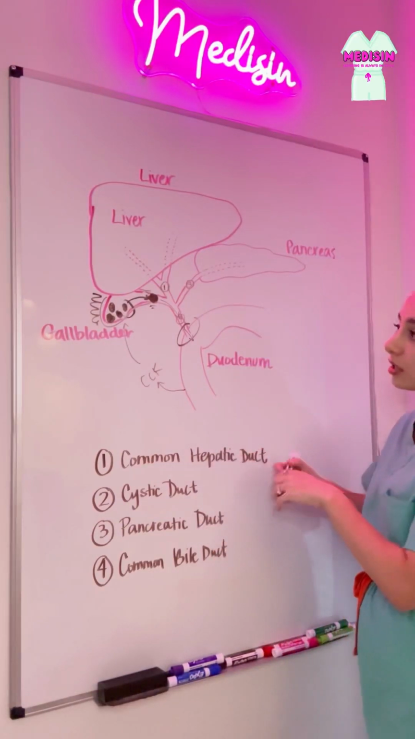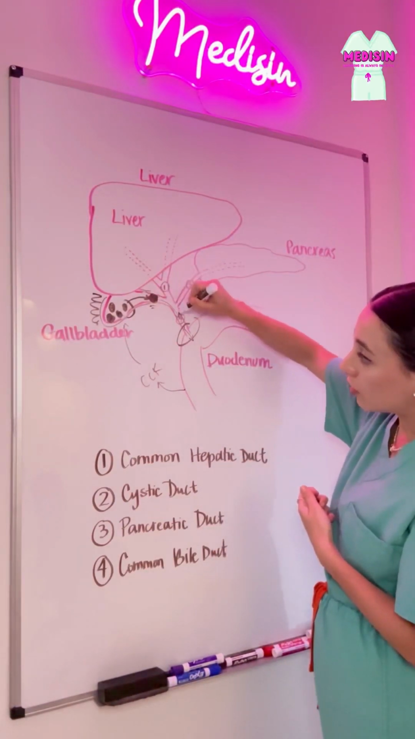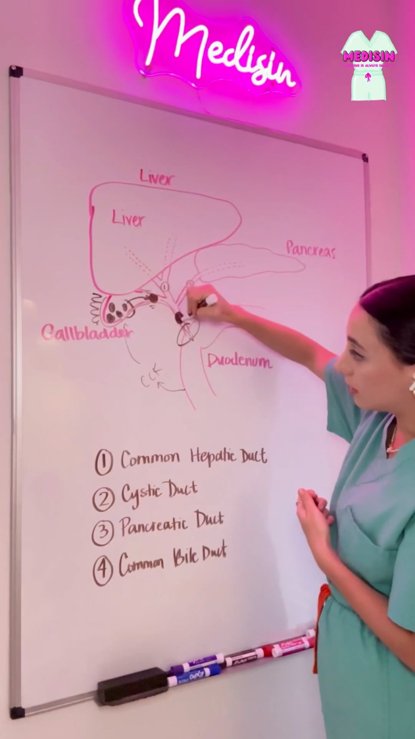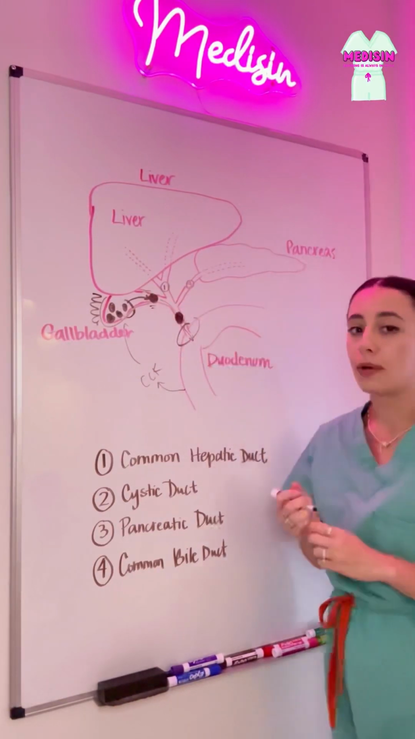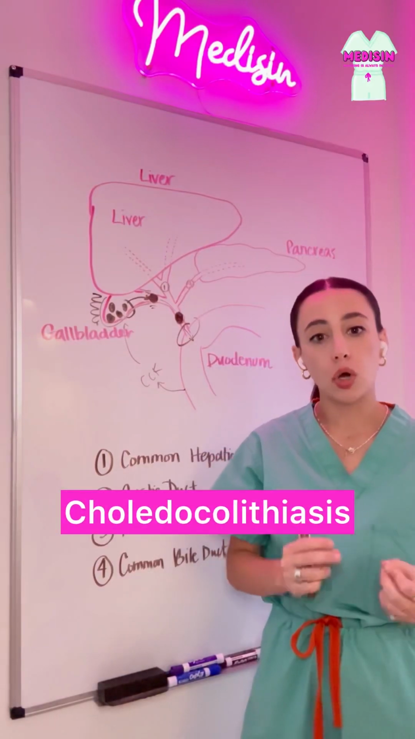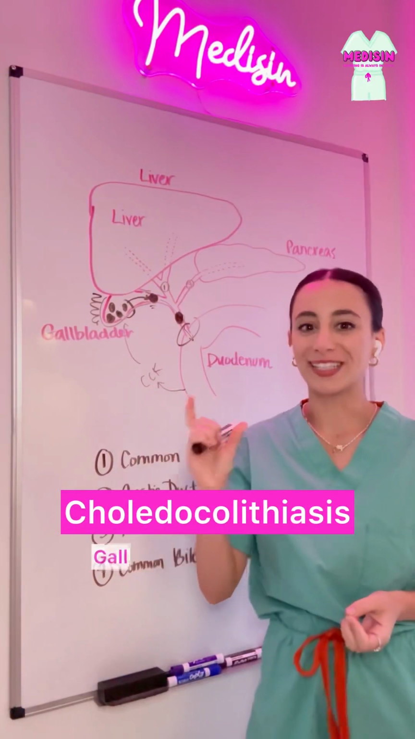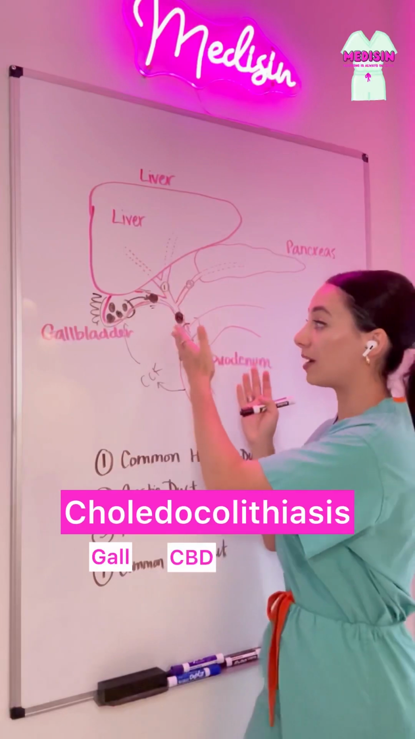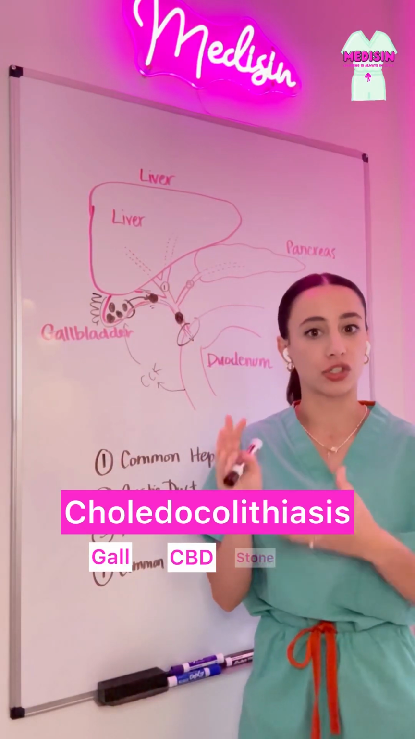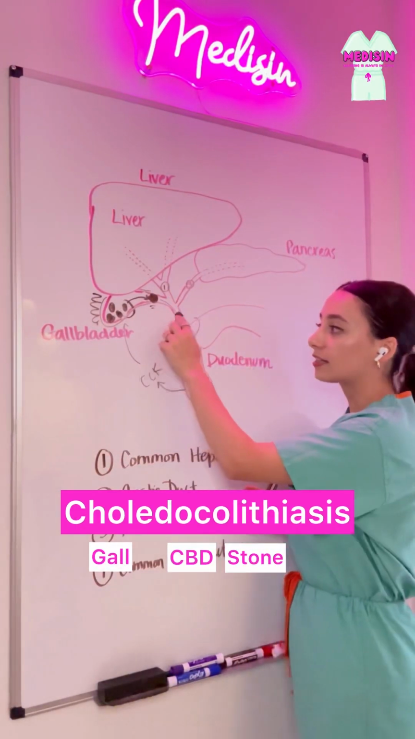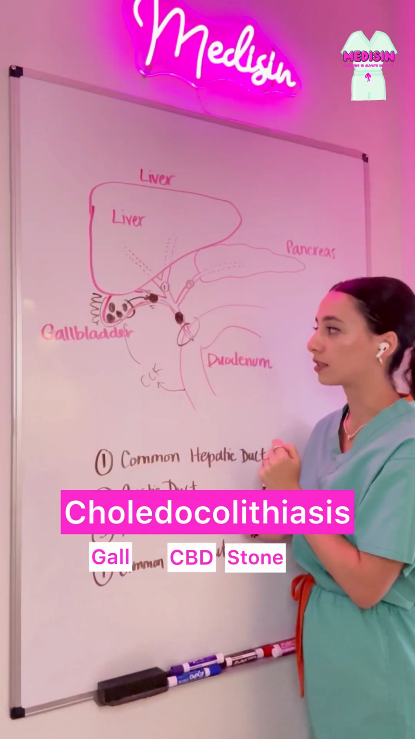Then we want to compare to something that occurs when this stone gets lodged in the common bile duct. A stone in the common bile duct is called choledocholithiasis. Chole means gall, doco has to deal with the common bile duct, lithiasis means there's a stone there. Choledocholithiasis, stone in the common bile duct.